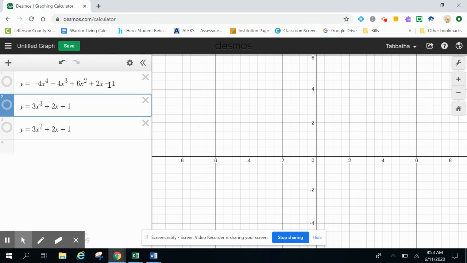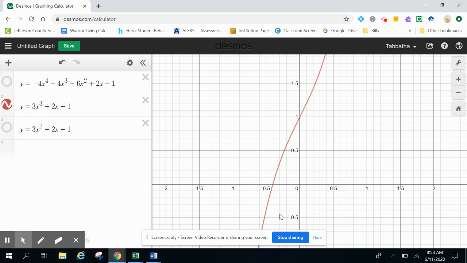So how many turns would this one have? Highest exponent, minus 1, 3 turns. So let's see, it's going up. Here's a maximum, so turn, down, turn, up, turn. So we have 1, 2, 3 turns. How many turns will this one have? 2, right? So this one's a little bit harder to see.